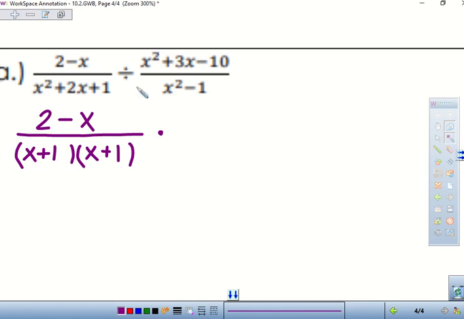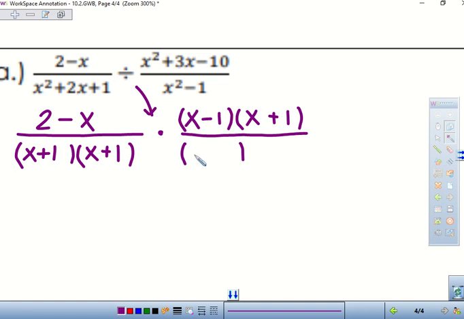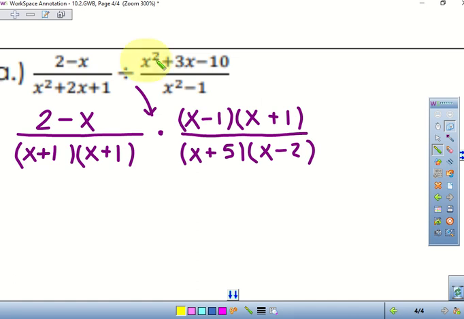Now, here's the thing. Division turns into multiplication, okay? So when we turn it into multiplication, we have to do what to the second fraction? Flip it. So we flip it and we factor it at the same time. Does everybody see that? Just to be clear, the original top becomes your bottom, and the original bottom becomes your top, but as we flipped it, I also factored it.